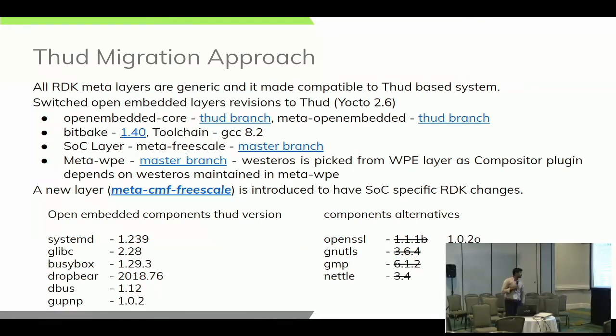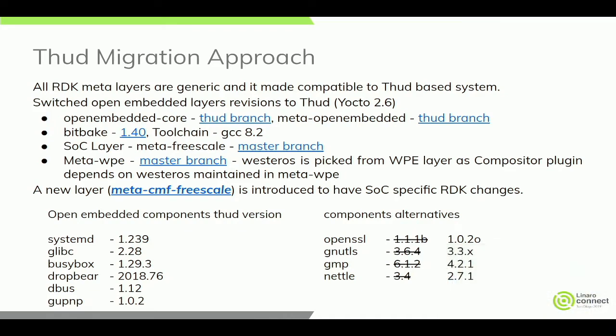So on the Thud migration to RDK layers, this is the approach we used. RDK meta layers are generic ones. To make that compatible, we need to switch the OpenEmbedded core and meta-openembedded layers to that branch. And meta-freescale will provide the SDK, and it takes the master branch.